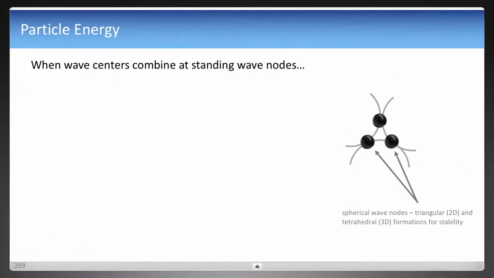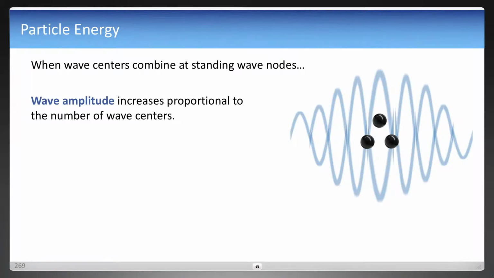Now, when wave centers combine at standing wave nodes, this is what it would look like in more of a two-dimensional view, because these are spherical waves, and you can see the intersection where those nodes might be. You can start to see why triangular patterns, or in the case of three dimensions, a tetrahedron, tetrahedral patterns or formations, are stable because of the intersection where standing wave nodes would exist.